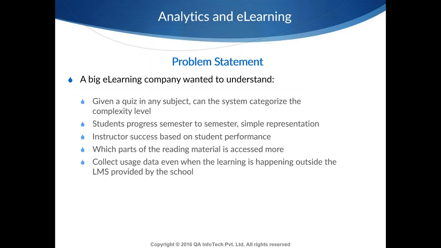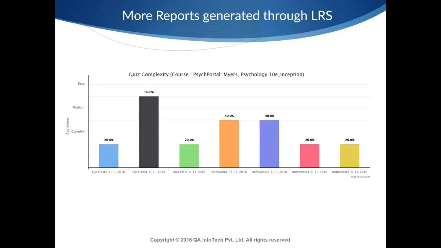So given these requirements or problem statements, what kind of dashboards we ultimately created, I'm showing a glimpse of those now. So this was one of the reports which is around one particular course, and it shows the quiz complexity of different quizzes and homework assignments based on the average scores which students have received in each of these assignments. Right? So we can see it is easy, medium, and complex based on the average scores.